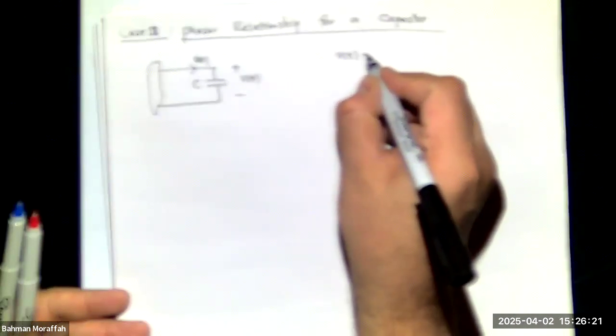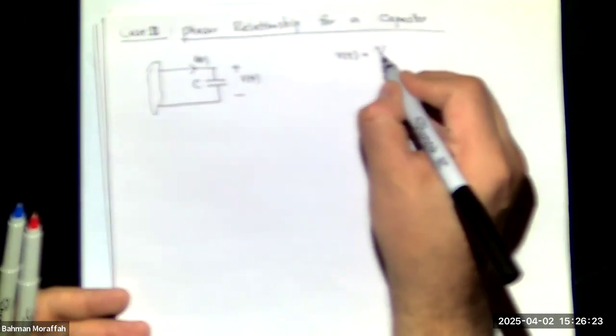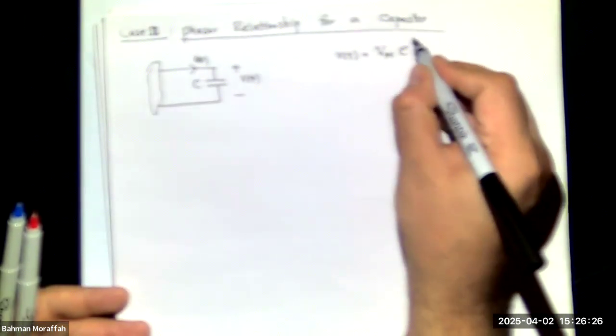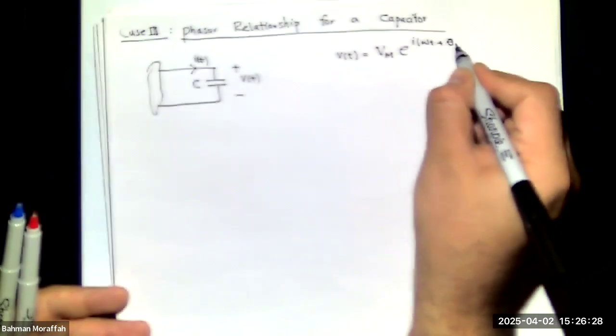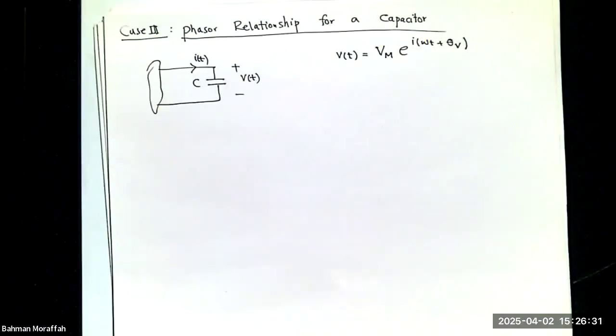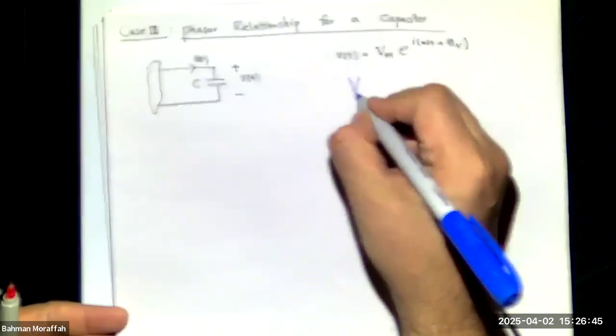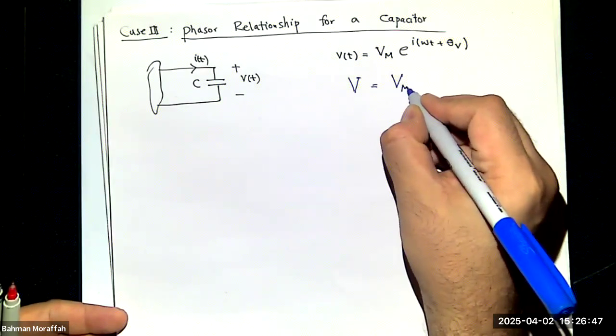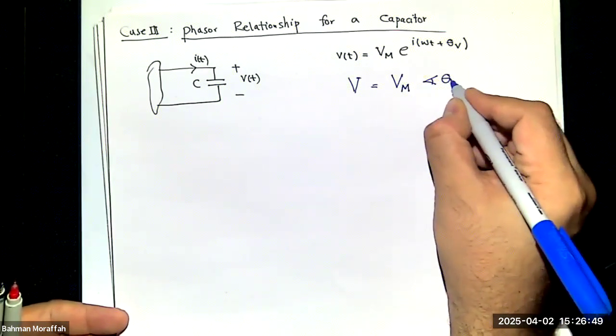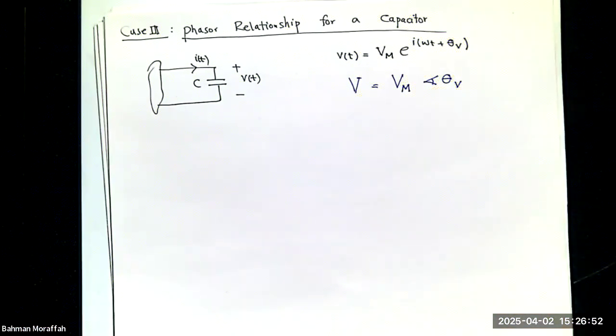So let's just say V of t is some Vm e to the I omega t plus theta v. Right? You with me so far? What is the phasor representation of this? Well, V is this magnitude, Vm, and the phase theta v.